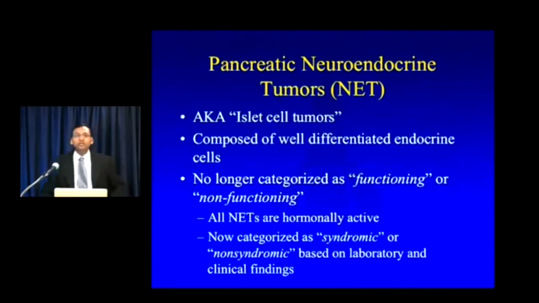Now, why don't we move on now to our second major category of pancreatic masses, and we'll talk a little bit about neuroendocrine tumors. These have a number of different names. Often, many of you probably are familiar with the term islet cell tumor. I think we typically use the term neuroendocrine tumor nowadays. And these are tumors composed of well-differentiated endocrine cells. In the old days, we categorized these as being either functioning or non-functioning, but now we recognize that all neuroendocrine tumors are hormonally active, and so we tend to categorize them as being syndromic or non-syndromic based on whether they secrete enough hormone to cause laboratory and clinical findings.